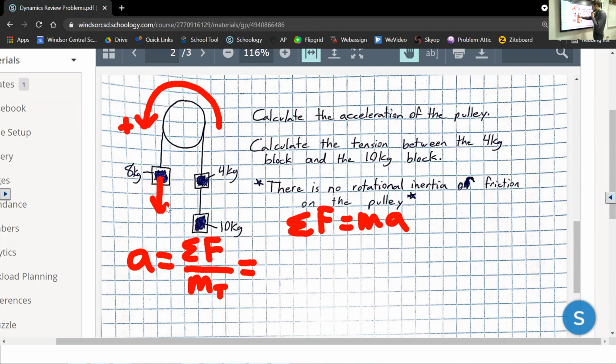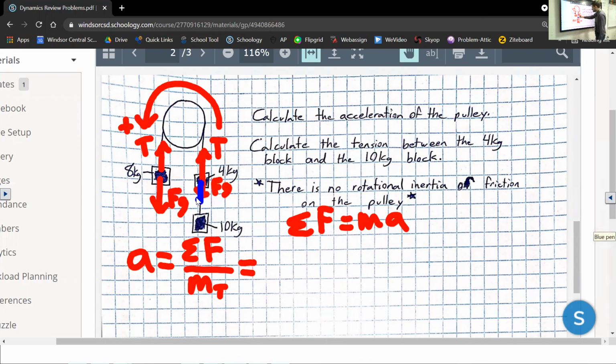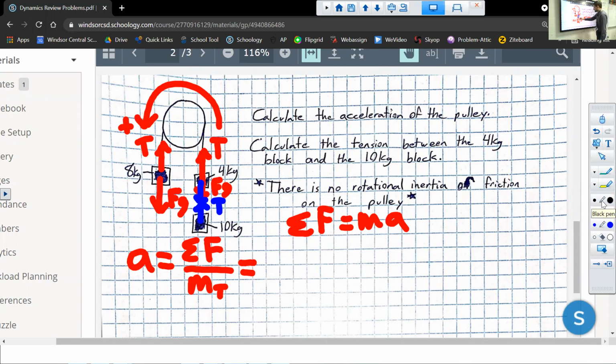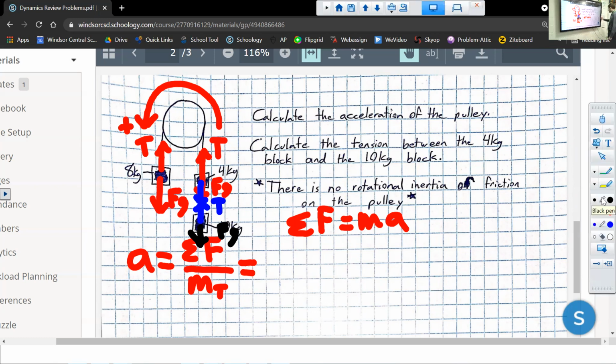So we have Fg for this first block, and then we have tension. And then for the second block, we have tension going this way and Fg here. Then we have a different tension, which I will draw with a different blue arrow. Those are my tension forces. And then we have an Fg here as well. Okay. So the free body diagram gets kind of confusing, but I'm about to list them all out.